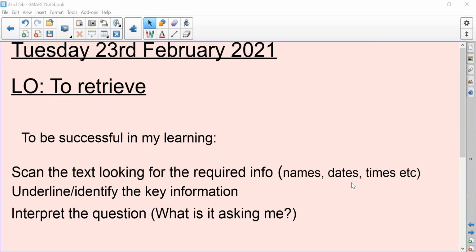It might be names, dates, times. Underline and identify the key information, and then interpret the question. What is it asking me? Really, the order you will do that is backwards. You will read the question, interpret it, make sure you can identify the key information, and then find the answer by scanning or going to the required place. I'll explain more about that in a minute because some of the questions tell you where to go.